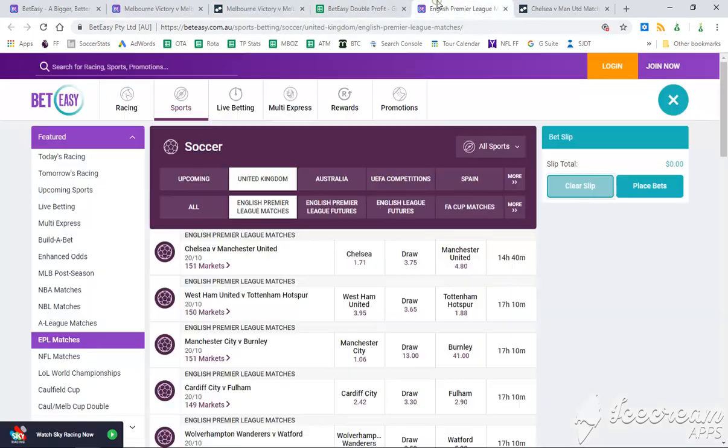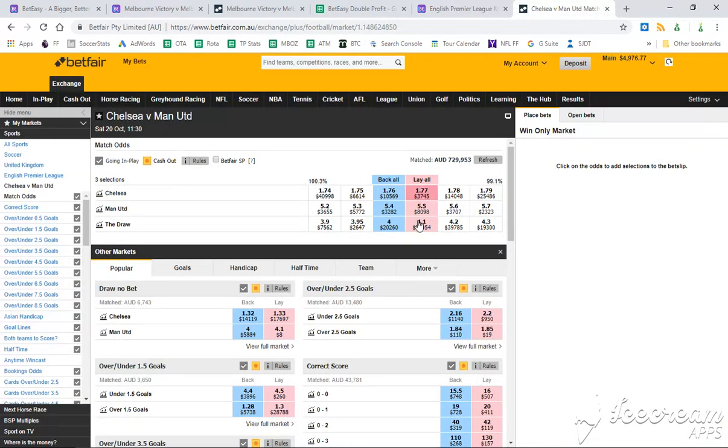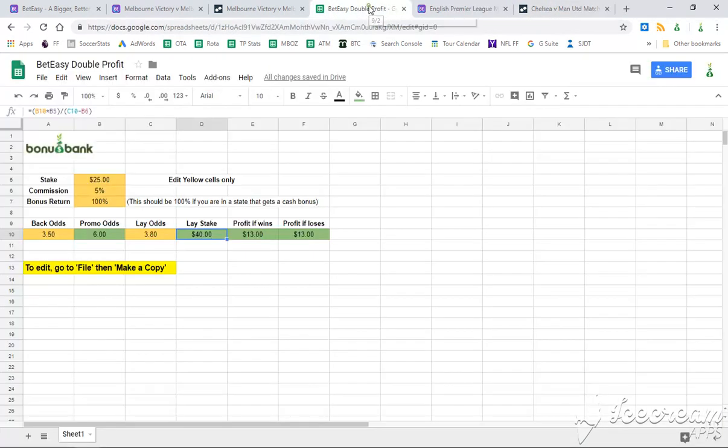And then if we have a quick look at the Chelsea versus Man United, we're going to do the same thing again. We're going to pick the highest odds, which is 4.8 on Man U. The lay odds for Man U are 5.5. If we go back here and put in 4.8 and 5.5, we're going to be able to guarantee $12.48. So combine that with the $13 from the Melbourne game, and we've got $25.48 profit. And it's only taken a couple of minutes. So there you go, that's how you do it.